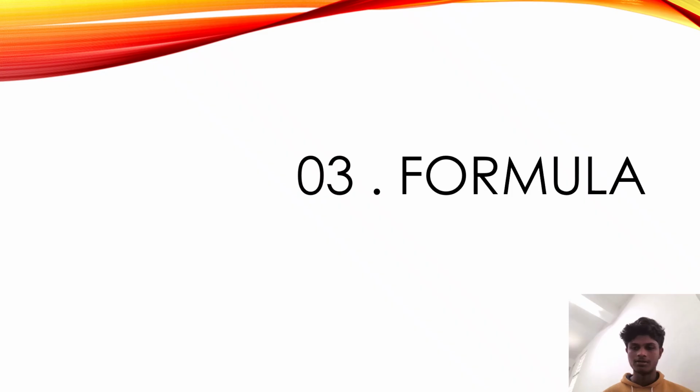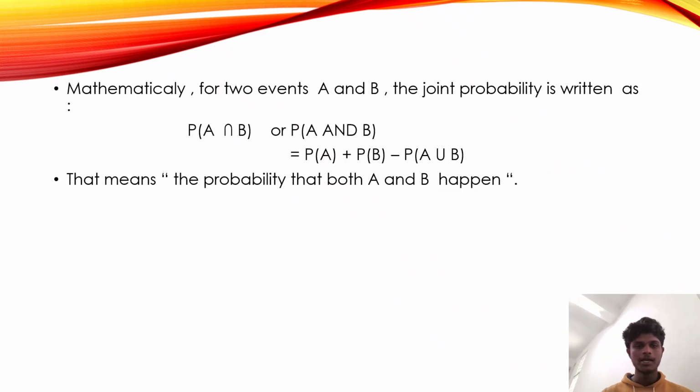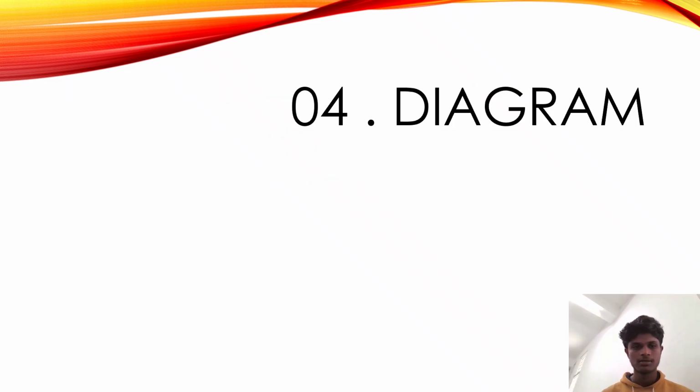Third one, formula. Mathematically, for two events A and B, the joint probability is written as P of A intersection B, or P of A and B, equal to P of A plus P of B minus P of A union B. That means the probability that both A and B happen.